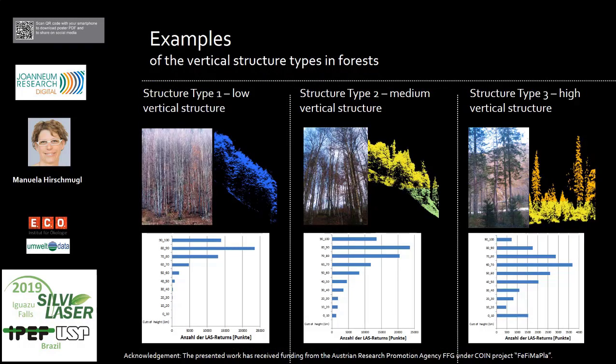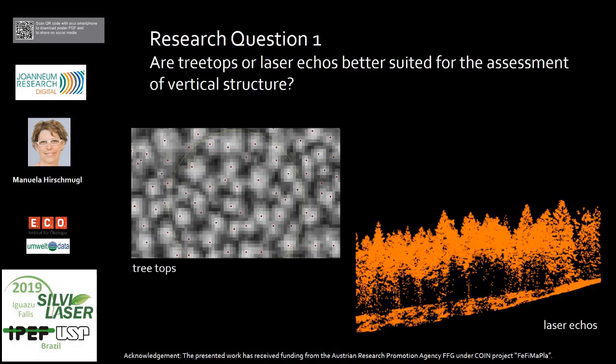Here are some examples of the vertical structure types in forest we distinguish. You can see there are three types: low, medium, and high vertical structure. And on the bottom you can see the laser echoes divided into height classes. And from the left to the right, the structure increases.